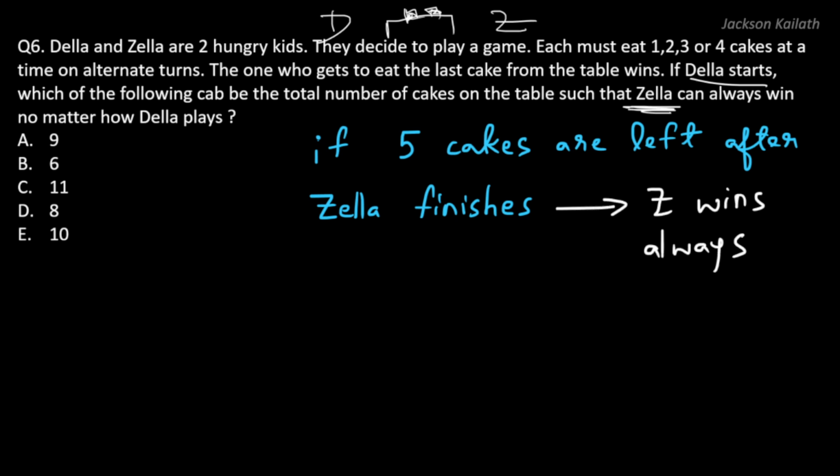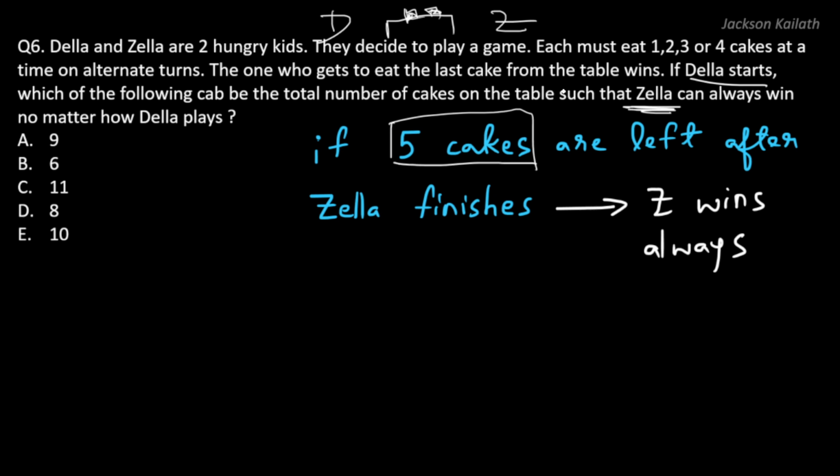So let's go through this observation again. Let's say Della ate some number of cakes and then Zella also ate some number of cakes. Now after this, if 5 cakes are left on the table, then Zella will always win, right? So why is that so? Let's say that's the case. Zella just finished, now it's Della's turn and 5 cakes are on the table. Now Della can eat 1, 2, 3 or 4 cakes, right?